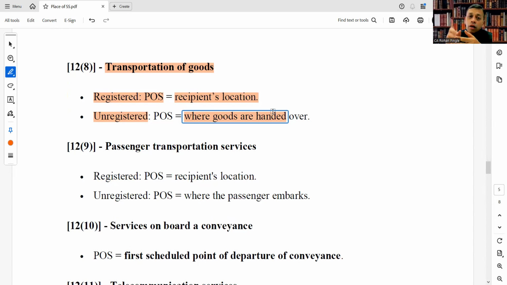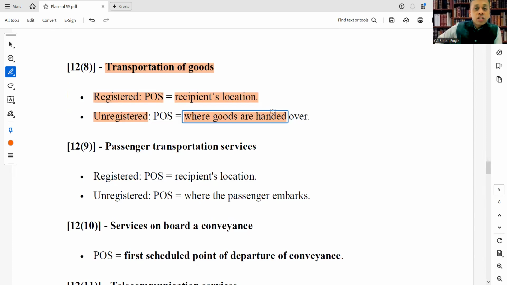Then if the recipient is unregistered, the place of supply would be where goods are handed over, that is city B. And also if in city B the recipient is registered, then the registered recipient's location would be the place of supply, that is city B. To understand simply, I take the same example. Okay, but we have both scenarios. So subsection 8 talks about transportation of goods.